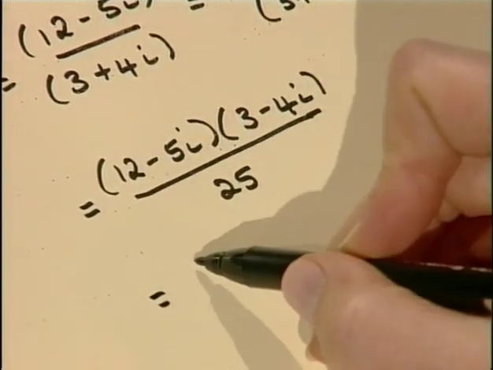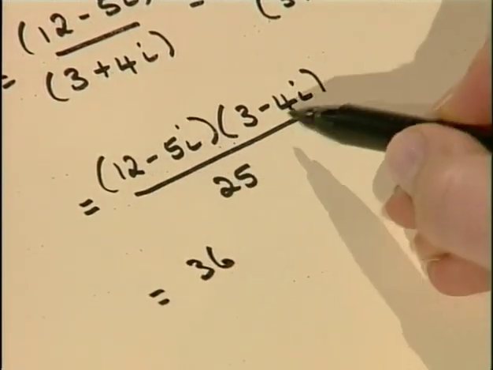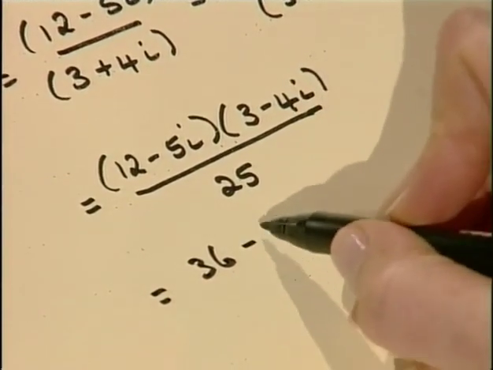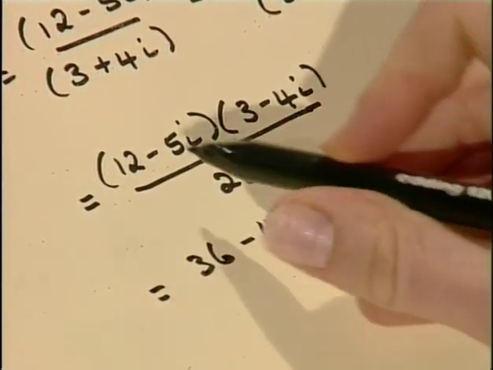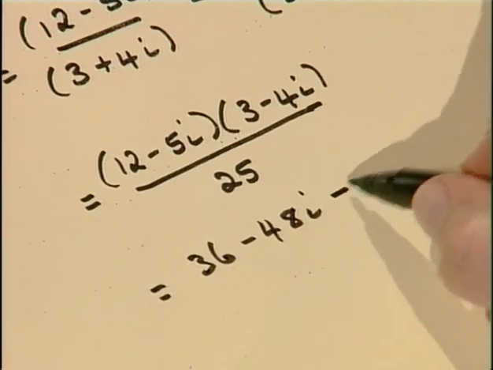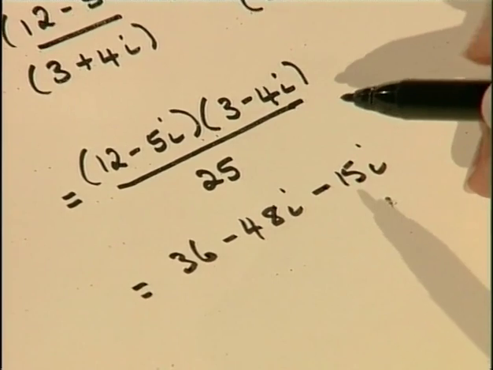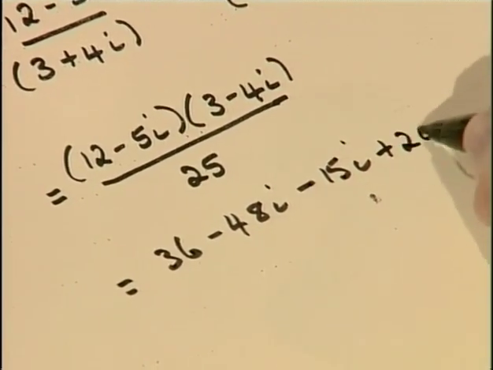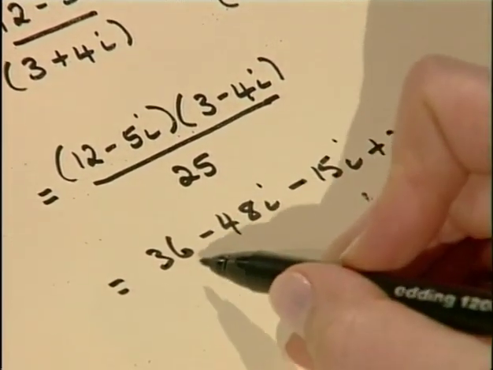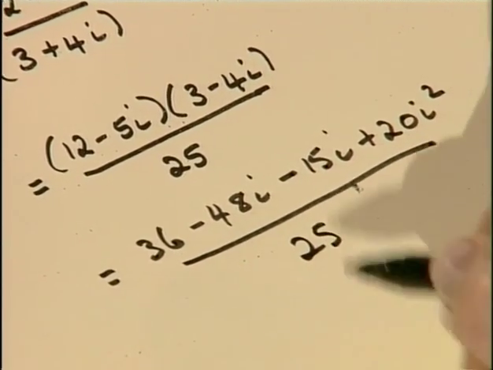So 12 multiplied by 3, 36. 12 times negative 4i, minus 48i. And negative 5i multiplied by 3, that's minus 15i. And negative 5i multiplied by negative 4i, well, that gives me a plus 20i squared. And that's all over 25.